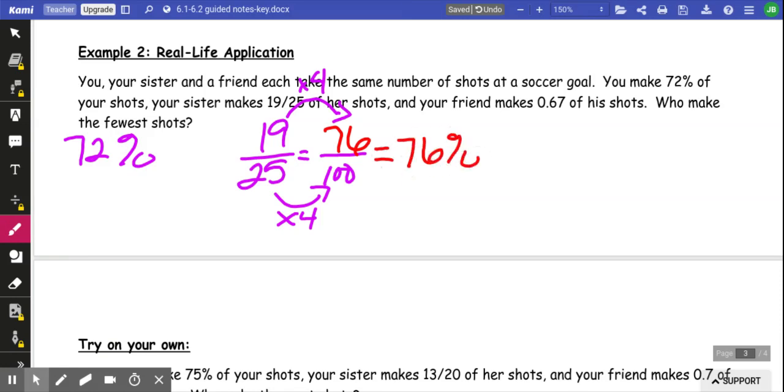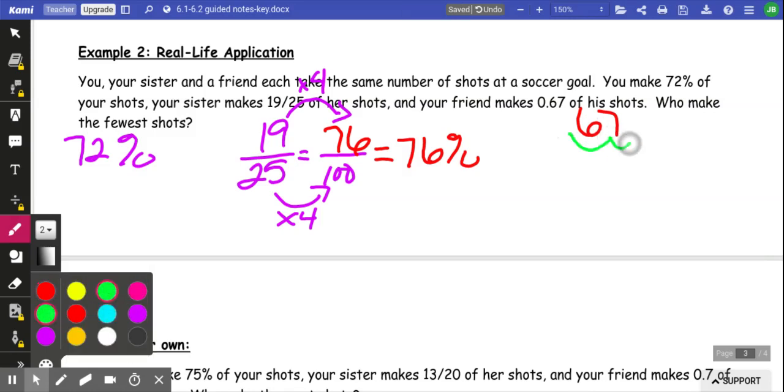which is 76%. And then I have 0.67, which in order to turn it into a percent, I have to shift my decimal point over to the right twice. So I'm going to get 67%. So it says who made the fewest shots? That would be your friend. So your friend had the lowest number of shots that he made. Go ahead and pause the video and do try on your own number 2.